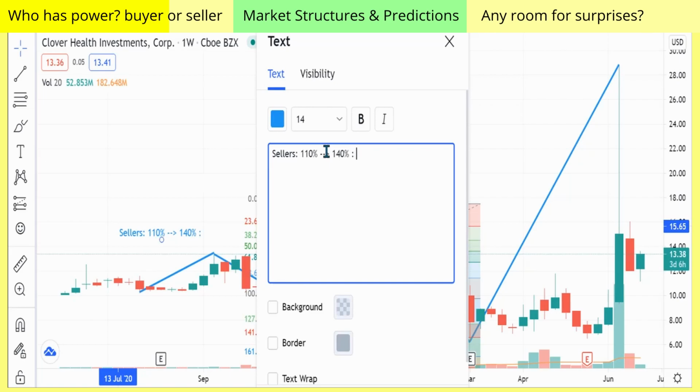So we can conclude now. With this move we can say that in the first loop sellers moved 110%. In the second loop sellers moved 140%. So the percentage has increased. So sellers are having power. We will conclude that sellers have power. That is about the sellers.